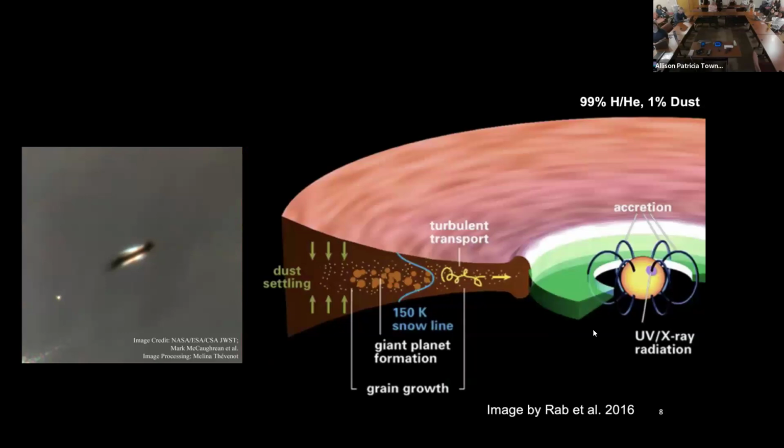So when we talk about these disks surrounding the protostars, these disks are mostly made up of gas: 99% is hydrogen and helium, and 1% is heavy metals. Heavy metals in here mean dust. Inside these disks, there's some dust settling going on. There's grain growth, there's turbulent transport, as well as radial drift. So there are many different processes inside these disks.